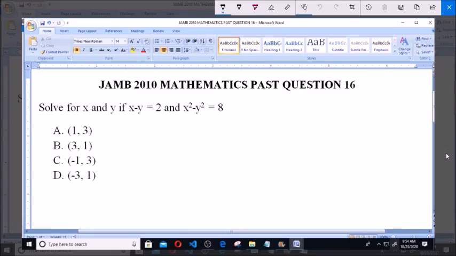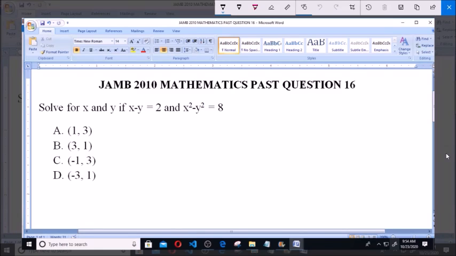And welcome. I will be answering JAMB 2010 Mathematics Past Question 16. So for x and y, if x minus y is equal to 2 and x squared minus y squared equals to 8: A, 1 comma 3, that's x is 1, y is 3; B, 3 comma 1, that's x is 3, y is 1; C, minus 1 comma 3, meaning x is minus 1, y is 3; and D, minus 3 comma 1, meaning x is minus 3 and y is 1.